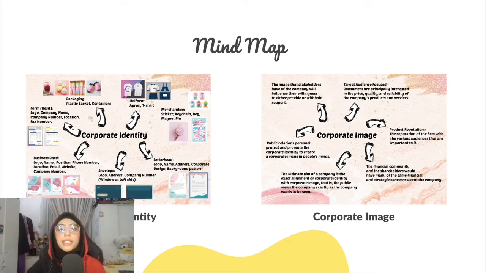Product reputation is framed with the various audiences that are important to it. The financial community and the shareholders have many of the same financial and strategic concerns about the company. The ultimate aim of the company is to align the corporate identity and the corporate image. That is, the public views the company exactly as the company wants to be seen.